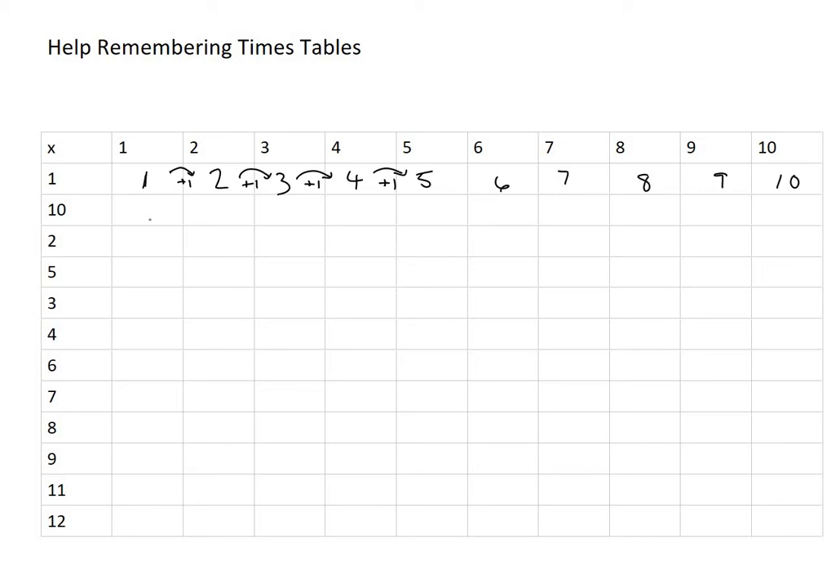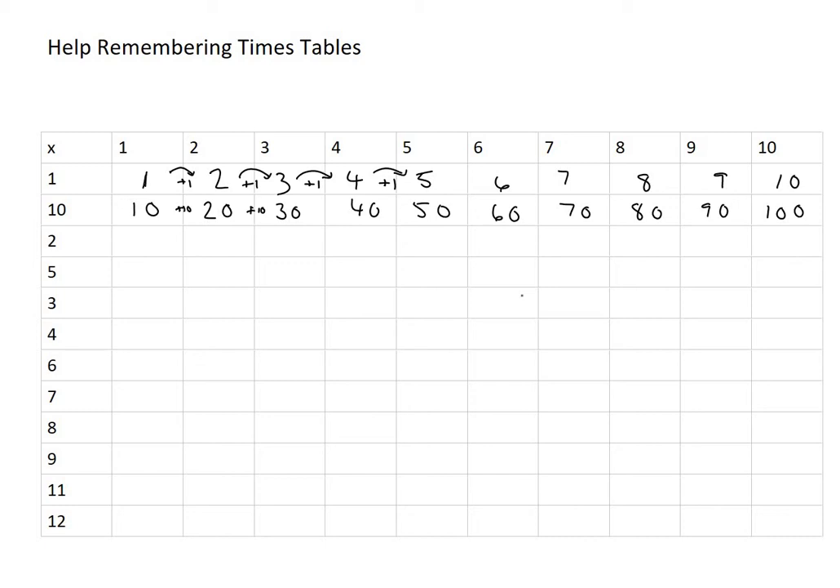10 times tables, very, very similar, okay? I'm just adding up my 10s, adding on 10s every time. So 10, 20, 30, 40, 50, 60, 70, 80, 90, 100, okay? So that's just me repeatedly adding on 10s, okay? So 10 add 10 gives me 20, add on 10 for 30, just repeated addition, okay?